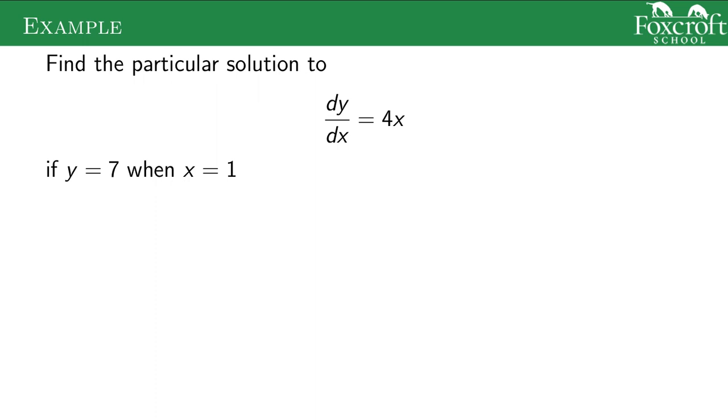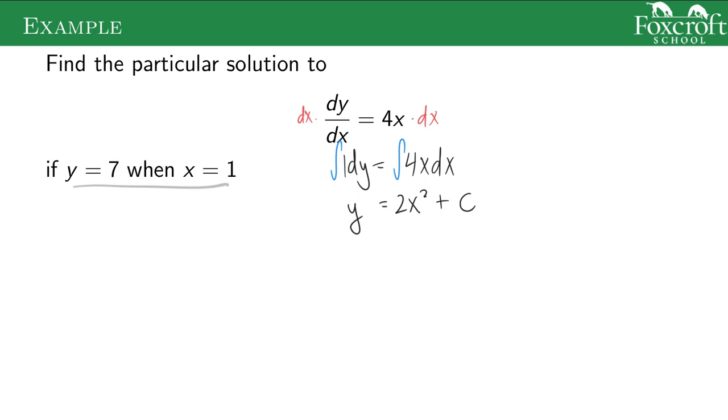All right, so let's see how to do this. Find the particular solution to this when we know certain specifics. If y equals 7, then x has to be 1. All right, well, the first two steps are still going to be the same. I'm still going to multiply by dx on both sides. In this case, there's no y, so I just get dy equals 4x dx. I take integrals. The integral of dy, just 1 dy, turns into y. The integral of 4x turns into 2x squared plus c. Right. So that is my general solution.